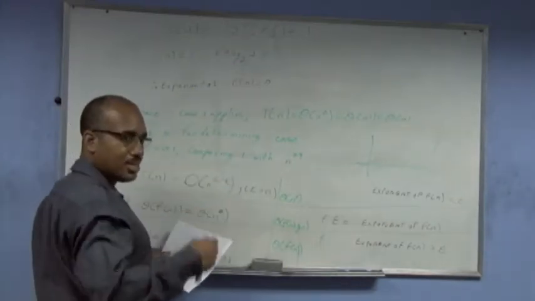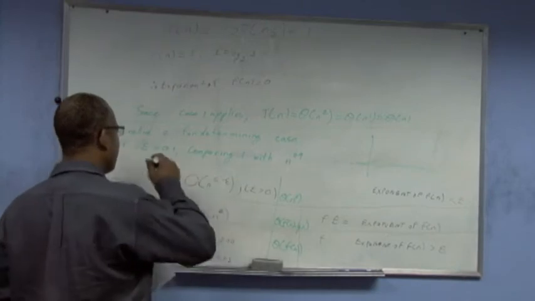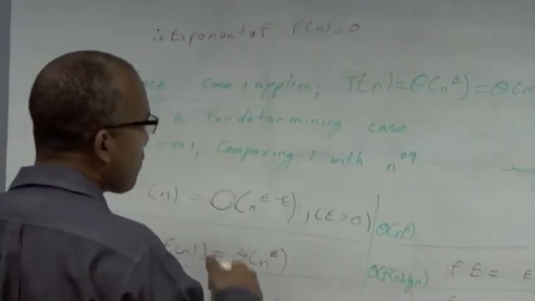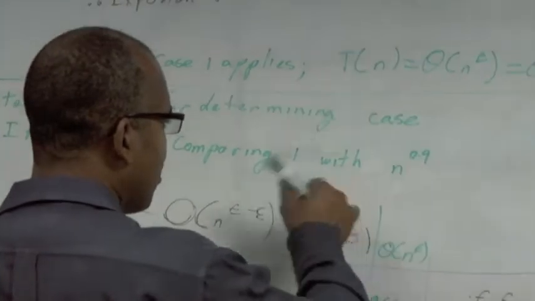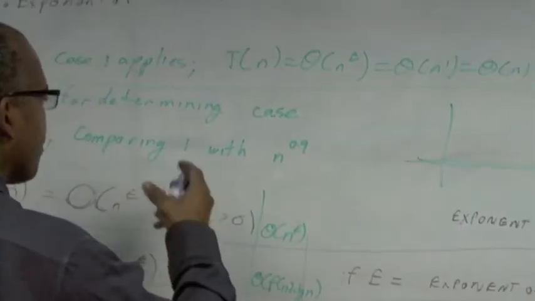I purposely write my E's with a capital E. And epsilon is a Greek symbol, not one of those Greek symbols. It looks like a little curly E. Okay, it's equal to what? 0.1. So we want to compare 1 with n. This is f of n minus epsilon.